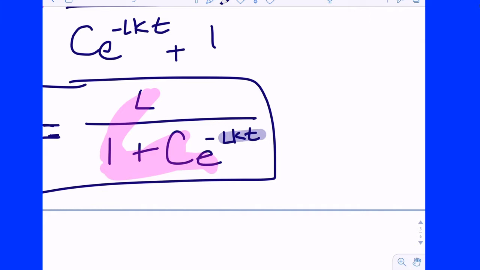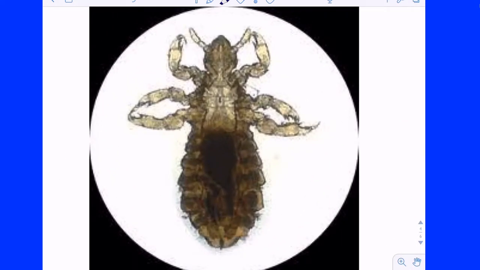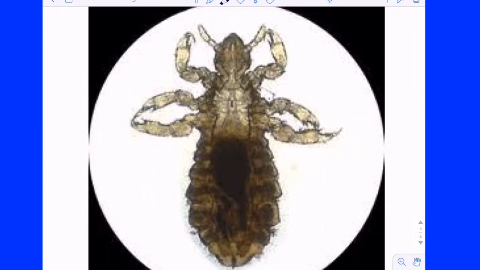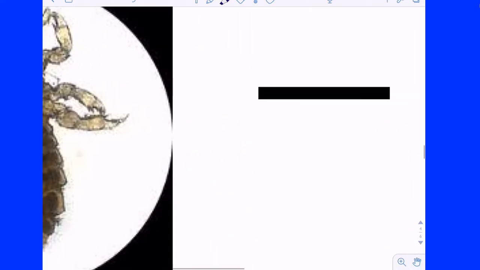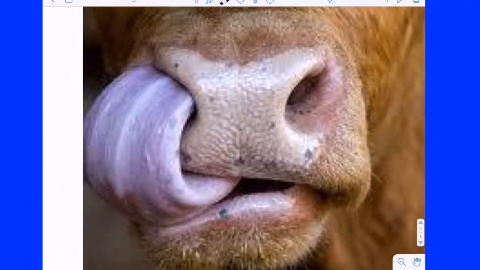Sorry, that recorded. All right, so you get lice, which is kind of gross, minus licked, which is kind of gross. Lice minus licked. Yeah, lice minus licked. That's how you're going to remember the general solution. Now, if you don't remember lice minus licked, here's the visual, right? There's lice. Don't let it get on you, unless you like mayonnaise. Lice minus, look, there's the minus sign. And then licked. Look at that. That's talent, okay?